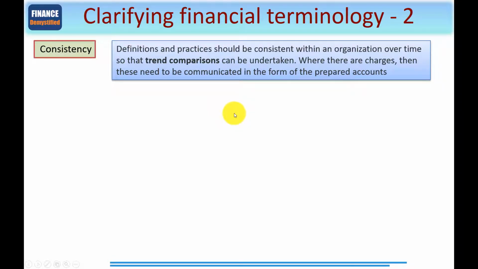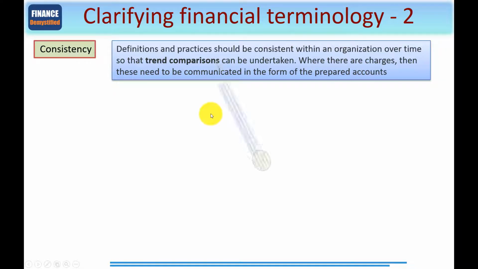The first is called consistency. As you might imagine from the word, this is where financial definitions and practices should be consistent within a particular organisation over time. You can imagine the confusion if you change the metrics used, for example, from one financial period to another. And this is so that trend comparisons can be undertaken. Where there are changes, then these need to be communicated in the form of prepared accounts, as you might expect.